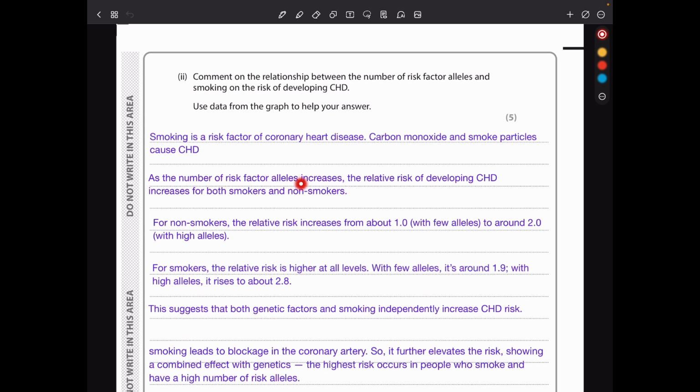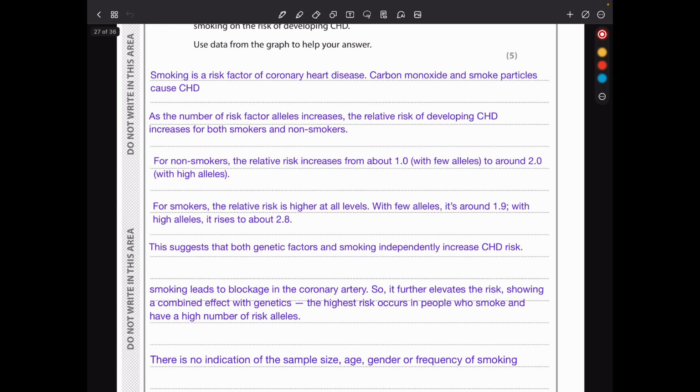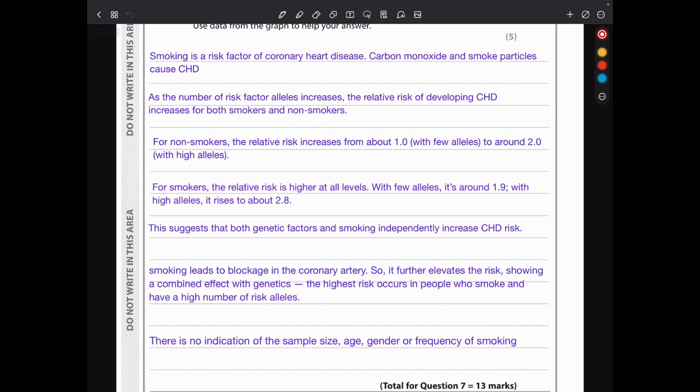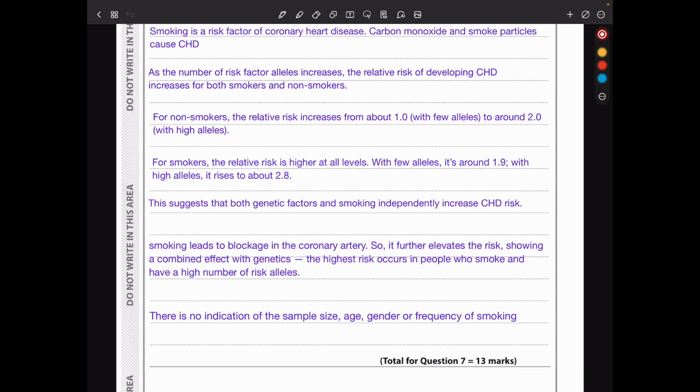As the number of risk factor alleles increase, the relative risk of developing CHD increases for both smokers and non-smokers. We saw this from the graph. For non-smokers, the relative risk increased from about 1 to 2. For smokers, the relative risk is higher at all levels. With fewer alleles, it's around 1.9 and high alleles about 2.8. This suggests that both genetic factors and smoking independently increase CHD risk.